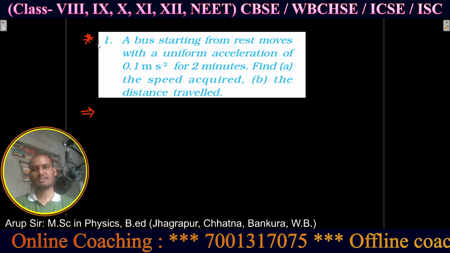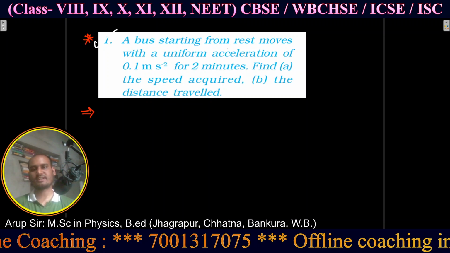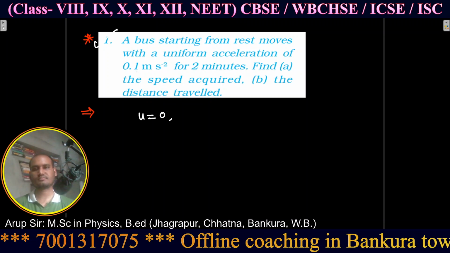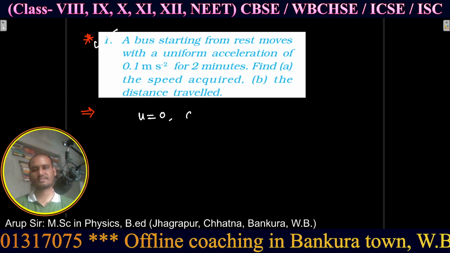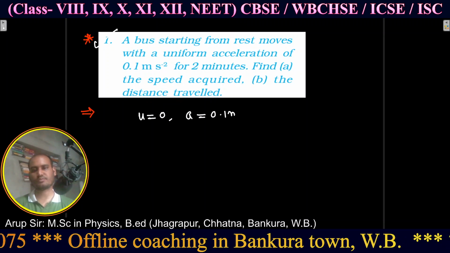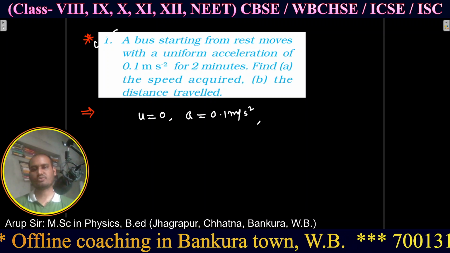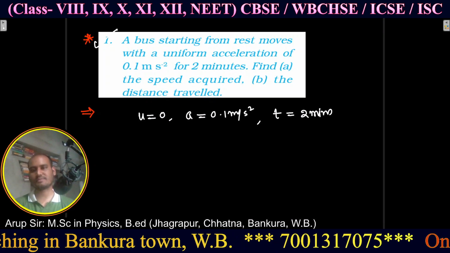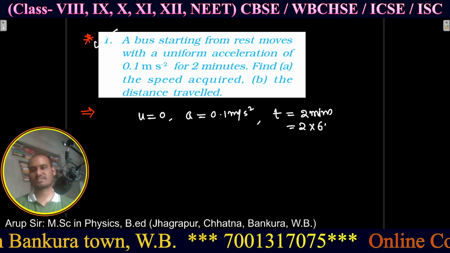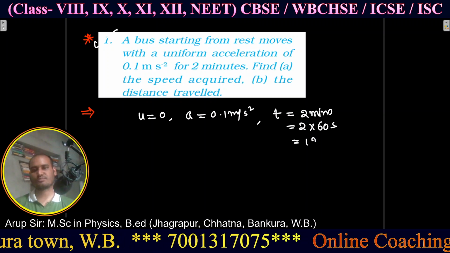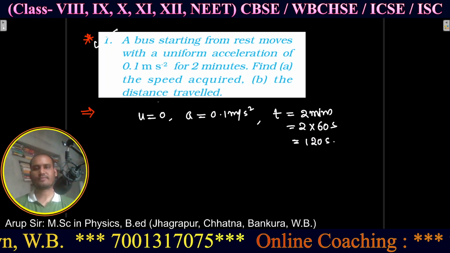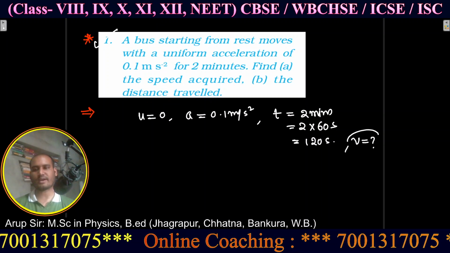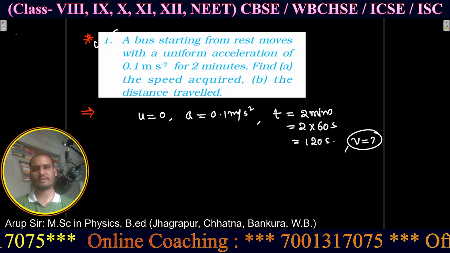The first question: a bus starting from rest, which means u is 0, moves with uniform acceleration. Acceleration is provided as 0.1 meter per second square for 2 minutes. Time is also given. 2 minutes means 2 into 60 seconds, so it is 120 seconds. Find the speed acquired, which means the final velocity. What is the value of the final velocity?